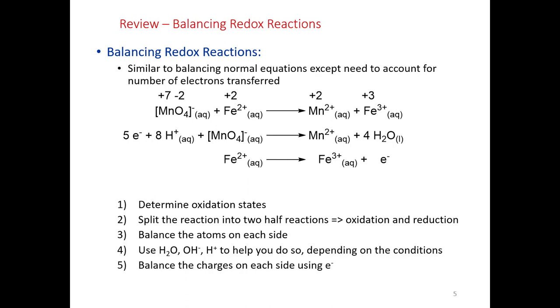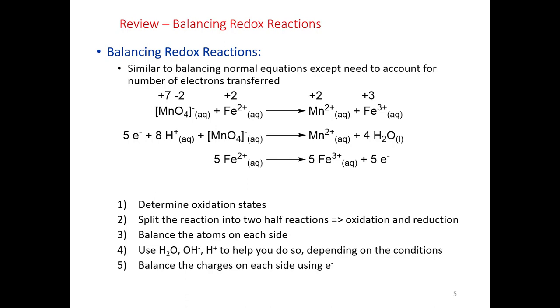Similarly for iron, if we add an electron to the product side because it's an oxidation, you can balance the charge for this half reaction. But we still have one more thing to do. We need to account for the number of electrons transferred to the permanganate. The permanganate requires 5 electrons. So we need the oxidation half reaction to produce 5 electrons. But now the oxidation half reaction is no longer balanced with respect to charge. So we need to balance the charge in this way.